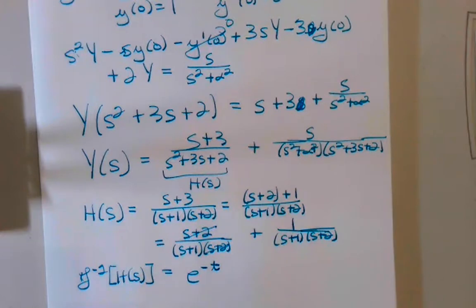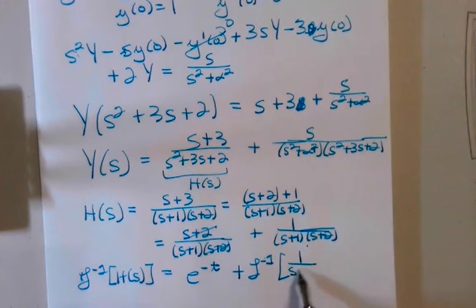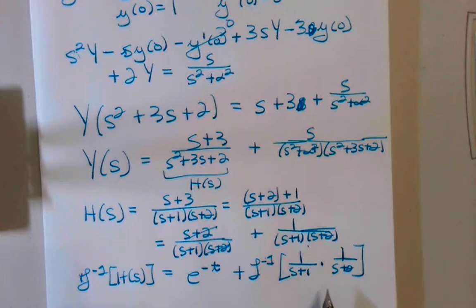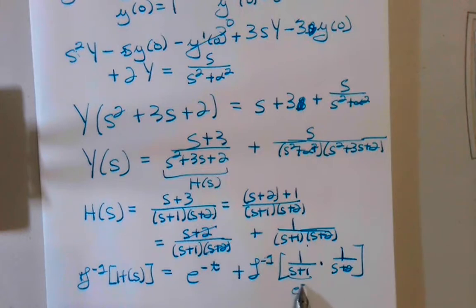Okay. And now this one. You take the inverse Laplace transform of the product of 1 over s plus 1 times 1 over s plus 2. Well, let's see, this one, when you invert it, gives you e to the minus t. This one, when you invert it, gives you e to the minus 2t.